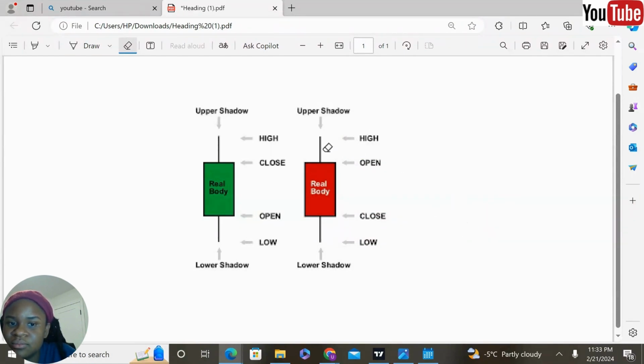Price opened here and closed here, but it also created the high and created the low. In the future, you hear people say market created the high of the day, or it created the high of the week, or the low of the week. Stuff like that. You keep on hearing words like that. This is what it means.